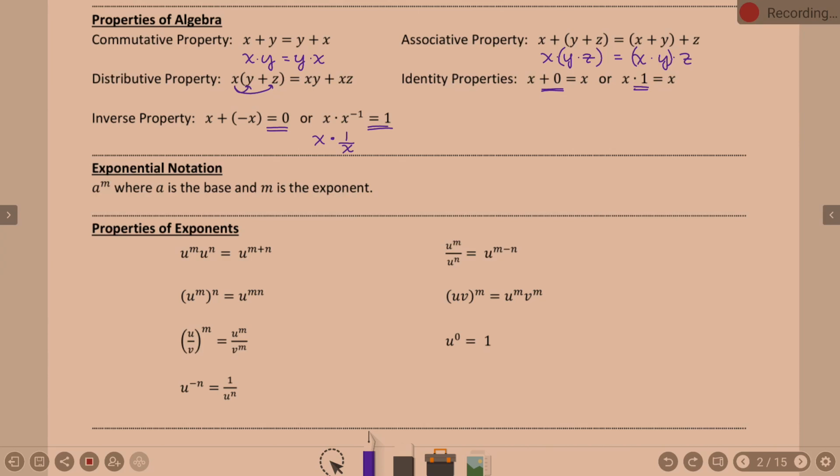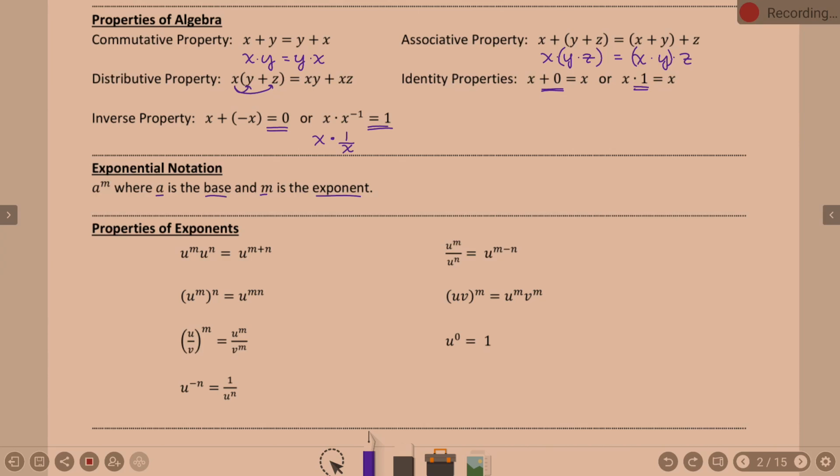Exponential notation, old news, a to the power of m. Vocabulary: a is the base and m is the exponent. You might hear the whole expression, a to the m, called a power. Okay, properties of exponents. I just need you to know these. You've been doing this since probably middle school. We have to know our properties of exponents. Okay, we have to be confident in these.